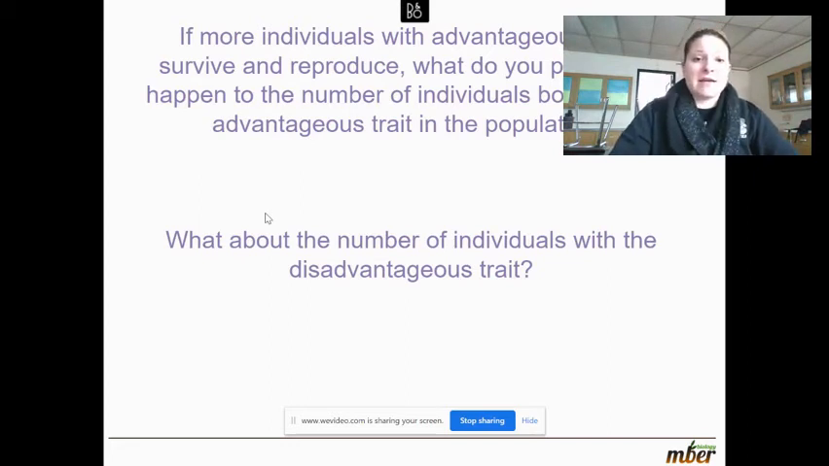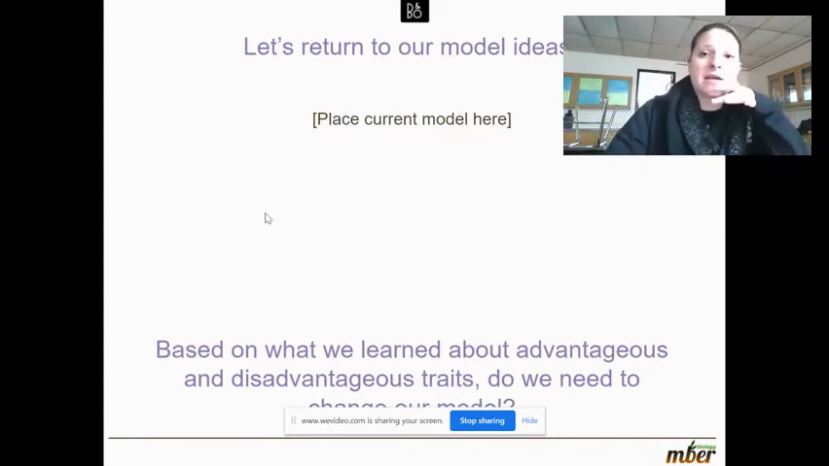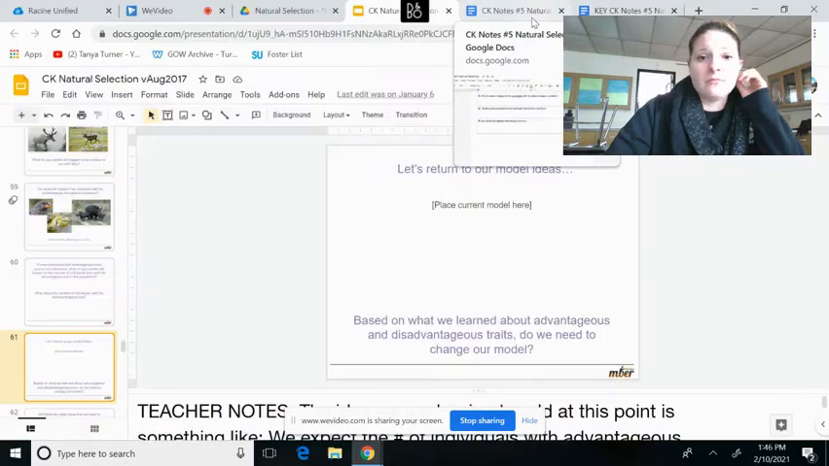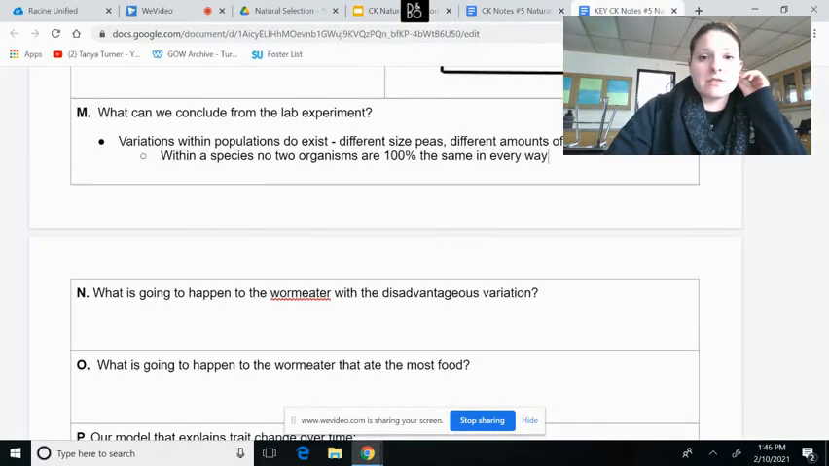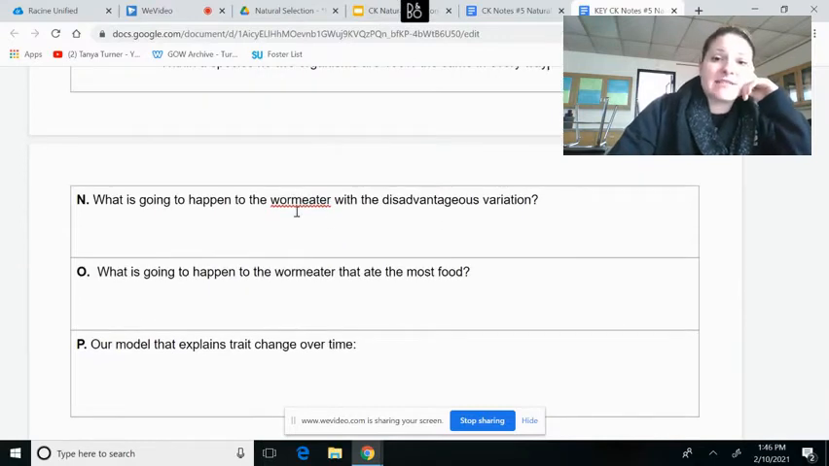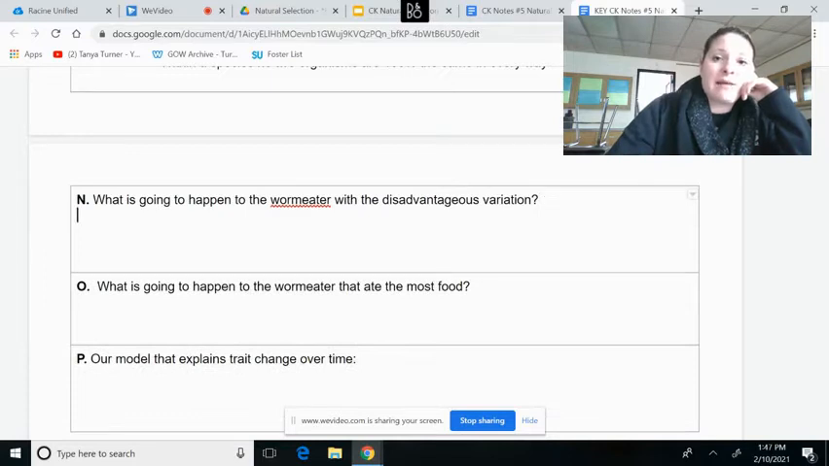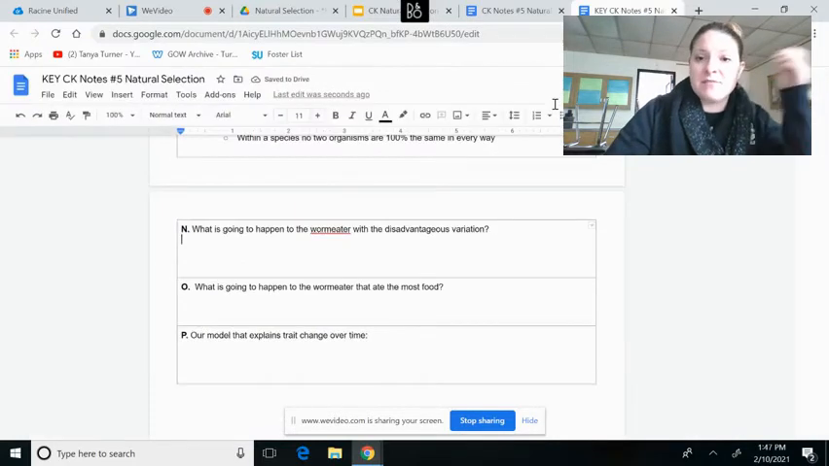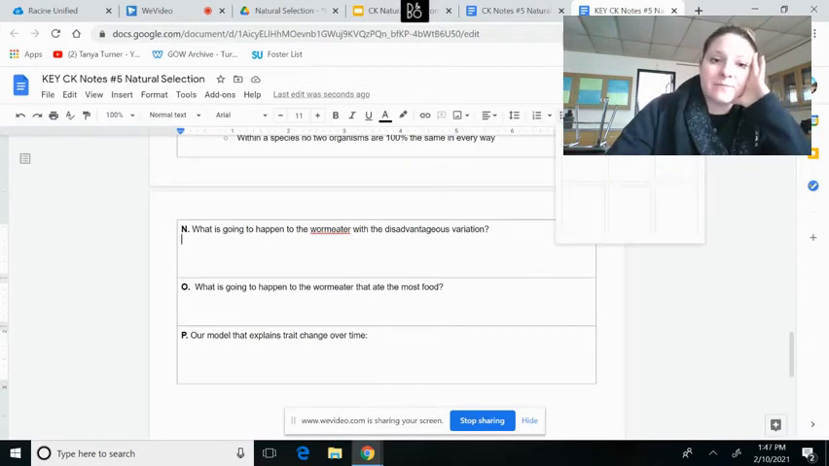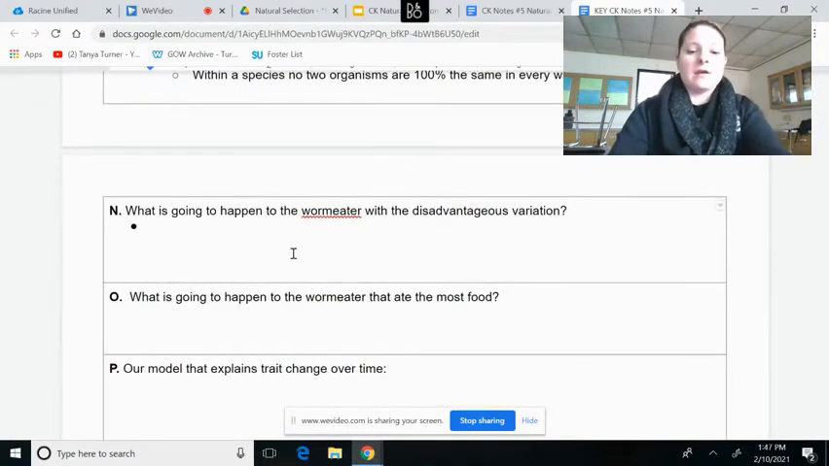So we are going to write this down in our notes, kind of our thoughts on which one would go where. First we're going to think about what's going to happen to the worm eater with the disadvantageous variation. So the one that got the least amount of worms, what happened to that one? Did it survive and pass on its traits? Did it get to reproduce and have a baby, or did it die out? So based on our lab and what we found, they did die.